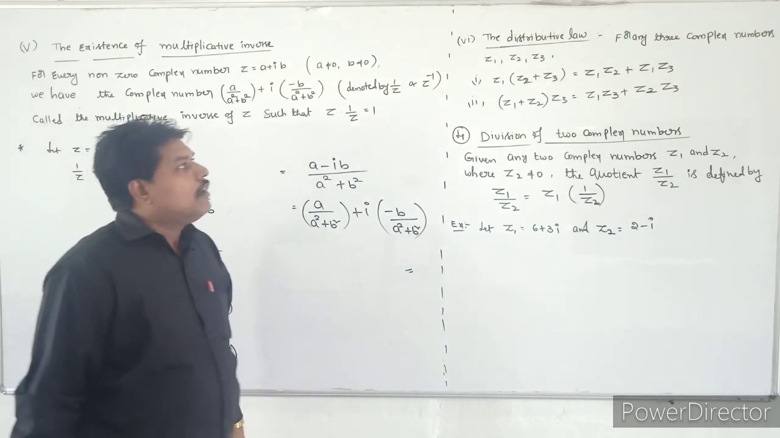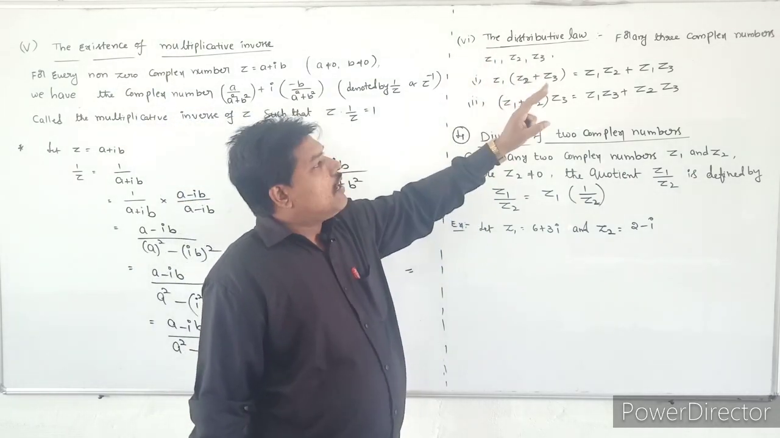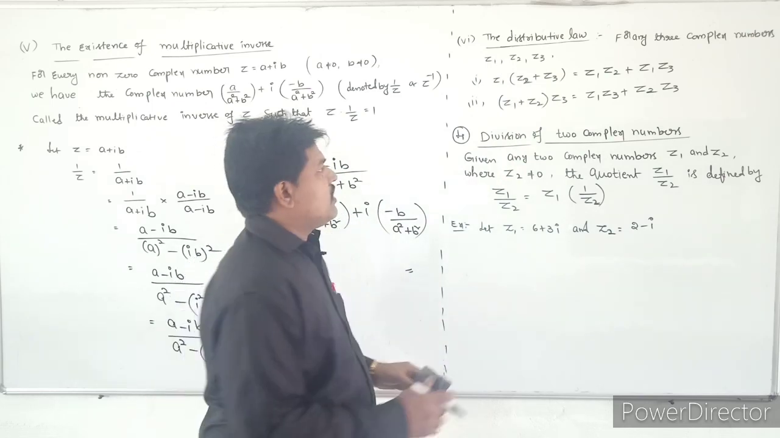See the next property: the distributive law for any three complex numbers. This is the property, just to multiply that. So what is that?